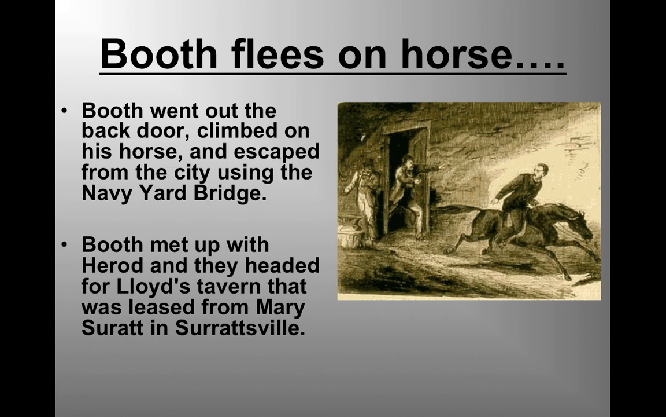As I mentioned earlier, John Wilkes Booth arranged for a very fast horse to be there. Booth went out the back door, climbed on his horse, and escaped from the city of Washington, D.C. by the Navy Yard Bridge. Again, this all happens shortly after 10 o'clock, probably at around 10:15 in the evening on Friday, April 14th, 1865. Booth met up with one of his conspirators, Herold, and they headed for Lloyd's Tavern that was leased from Mary Surratt. Again, Mary Surratt helped these guys to be able to do an awful lot of things.